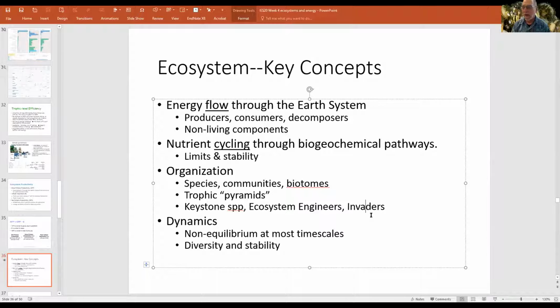Another example of an invader are honeybees. Honeybees are not native to North America. They were introduced by Europeans, but they have, in many cases, displaced native pollinators, and many ecosystems, particularly agricultural ecosystems, depend on these introduced forms of pollinators, and so there's been a shift in the ecosystem.